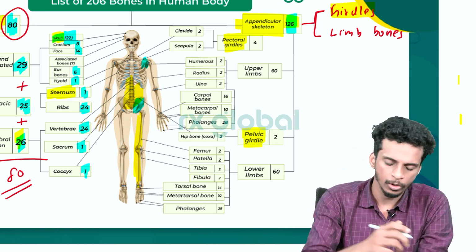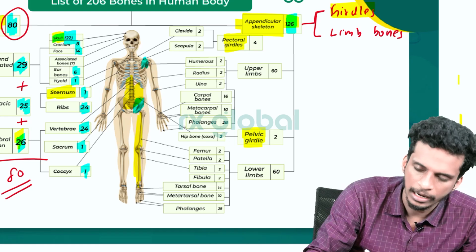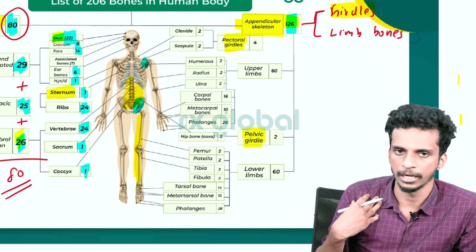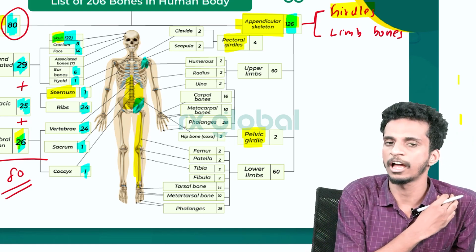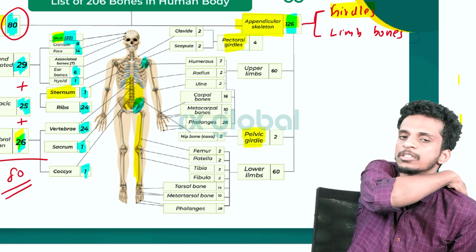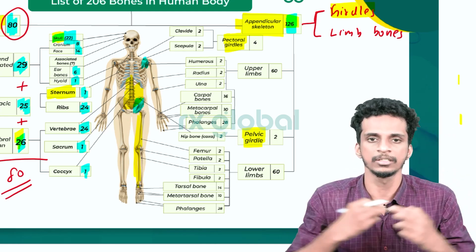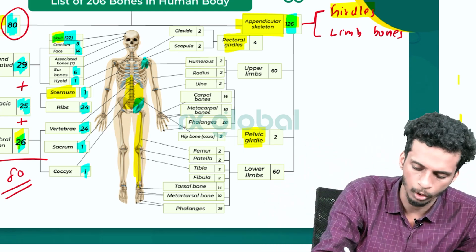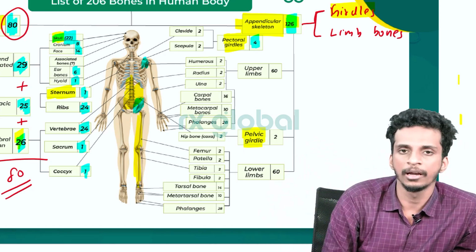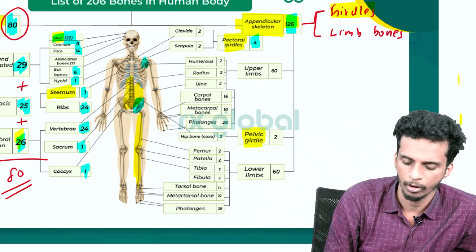I hope it's clear. In the pectoral girdle, I have the clavicle and scapula on either side. I have a horizontal bone here called the clavicle, and a flat bone behind which is called the scapula. So two clavicles and two scapulas make 4. In the pectoral girdle, I have 4 bones.